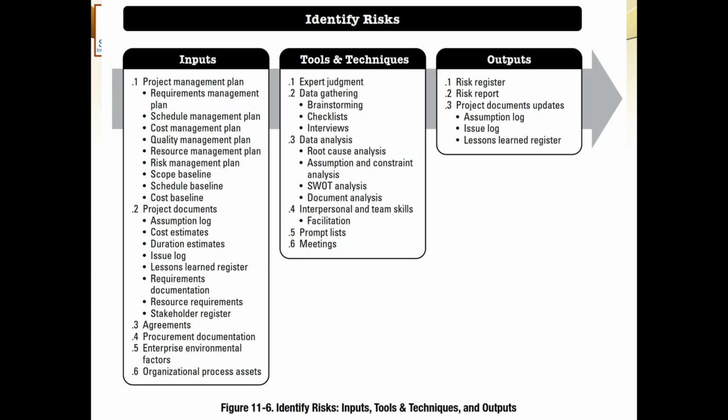Cost estimate, duration estimate, and the resource requirements, resource documentation, these are also important sources. The issue log will give us guidance on what kind of unknowns can occur. So whatever has occurred so far and what are the indications, what more risks could be identified seeing the previous issue log, probably that can help us as well. The lessons learned register, whatever lessons we have learned so far from the previous project, may also point us towards the identification of some new risks.